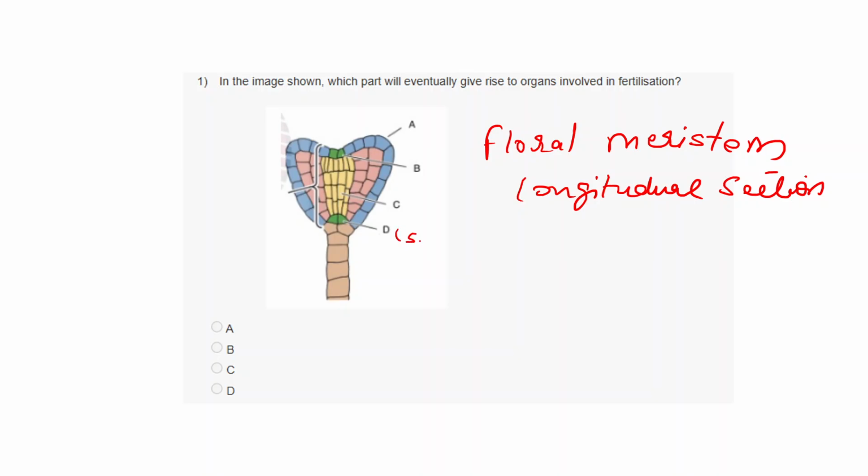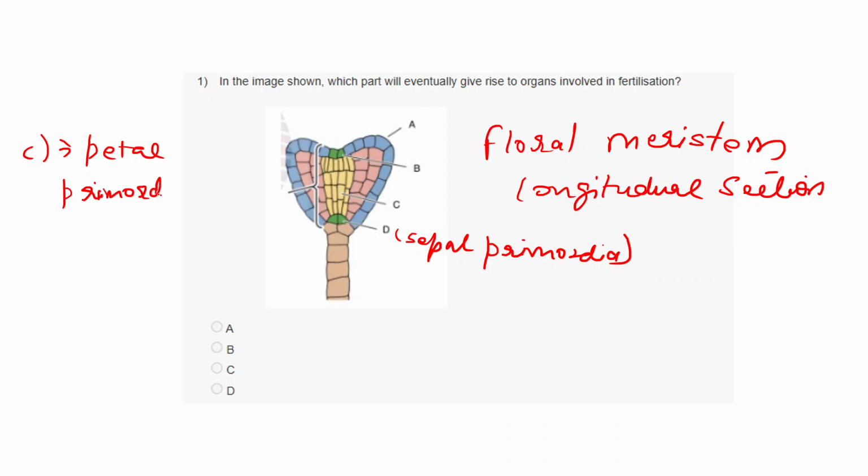Okay. So this is sepal primordia. This is this C part. I'm writing it over here. This is the petal primordia, and the B part is actually the central primordium, and this B part will eventually give rise to stamen and carpels, and stamen and carpel are the reproductive organs which are involved in fertilization.